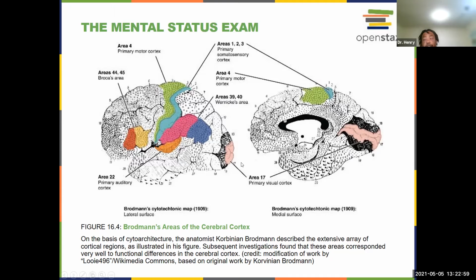Here we have area 17, which is the primary visual cortex. Around it, we have area 18, which is responsible for processing the visual information. And so you'll notice regions of the brain: one part will be for that primary input, and then the other part will be for processing or things that deal with that primary input.